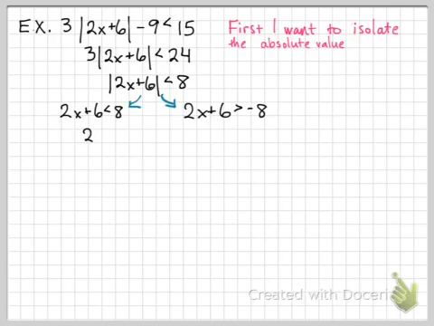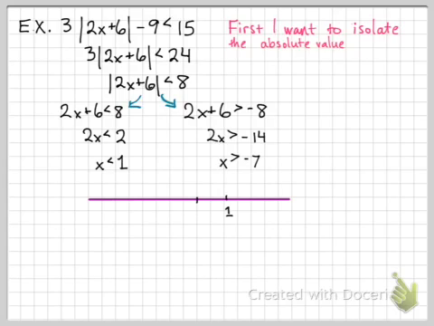Now working on the left side, I need to subtract 6, and I see that 2x is less than 2, and I divide by 2 and discover that x is less than 1. Now working on the right side, I'm going to subtract 6 and have that 2x is greater than negative 14, and then I'm going to divide by 2 and have x is greater than negative 7. Now this time, once again, I have two answers: x is less than 1, and x is greater than negative 7.